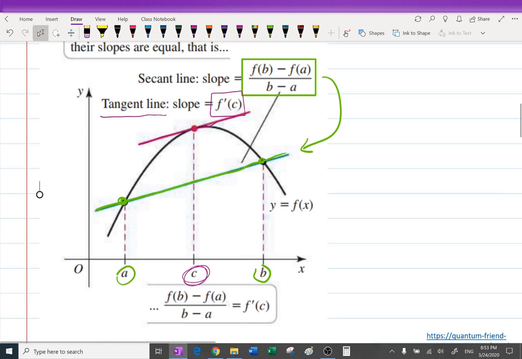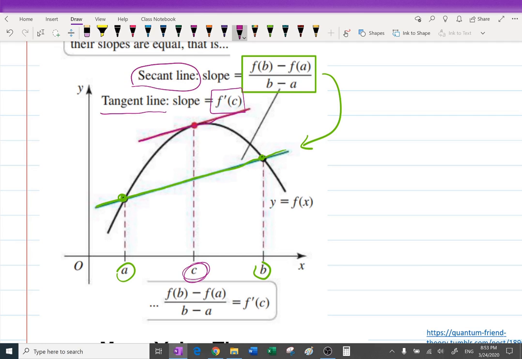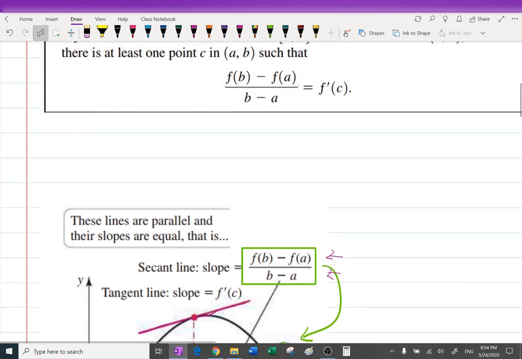That's the idea. So what they say here is that the secant line has a slope equal to f of b minus f of a over b minus a, change in output over change in input, or rise over run, and it equals f prime at c, which is basically the derivative at the point. And your job is to find this point, because this theorem doesn't really say how to find it, but it says it exists, which is already a big deal.